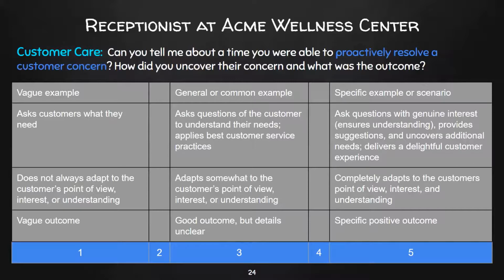And then the next row on the 3 is adapt somewhat to the customer's point of view, interest, and understanding. So here we're trying to understand they're taking on the customer's perspective, looking at it from their point of view, and if they do it somewhat, and adjust to the needs and interests of the customer, great, that's a 3. A 5 would be completely adapt to the customer point of view, interest, and understanding. So they're really taking on that customer point of view. And a 1 is they don't always adapt to the customer's point of view, interest, or understanding.